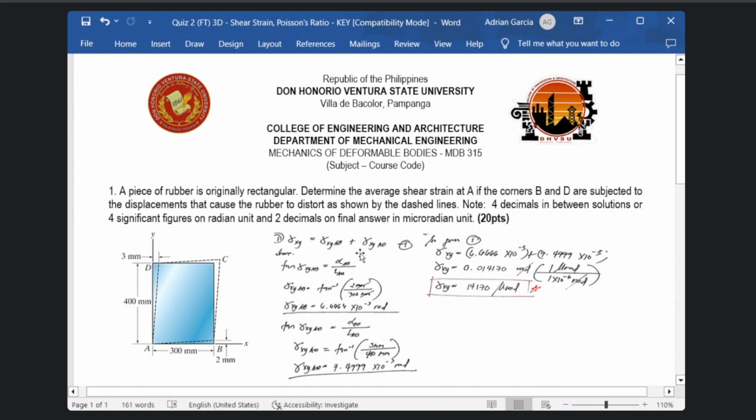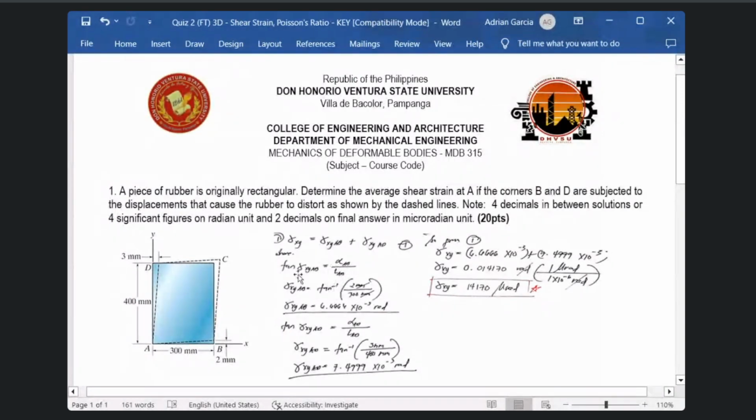xy is xyab plus xyad. That is just your point AB to point AD. So kunin natin separately on our usual formula. That is tangent of the shear strain angle xy at AB equal to the elongation of AB over AB. That is your original length.